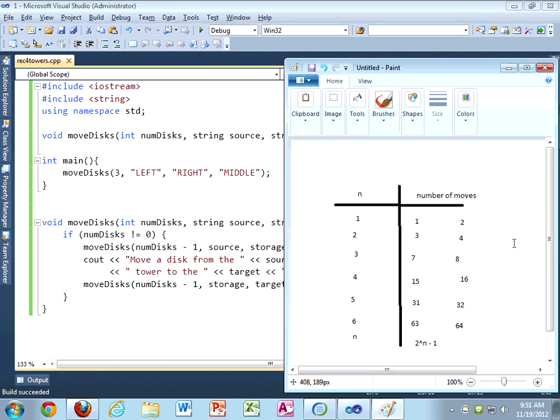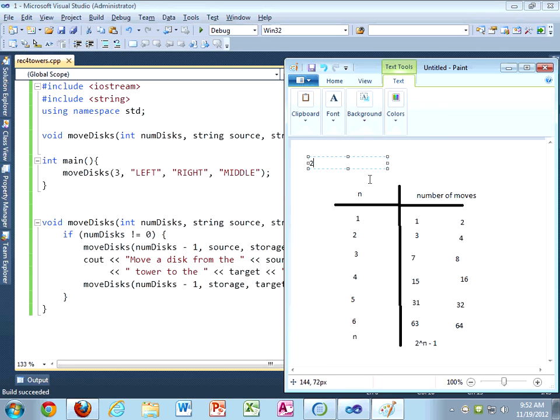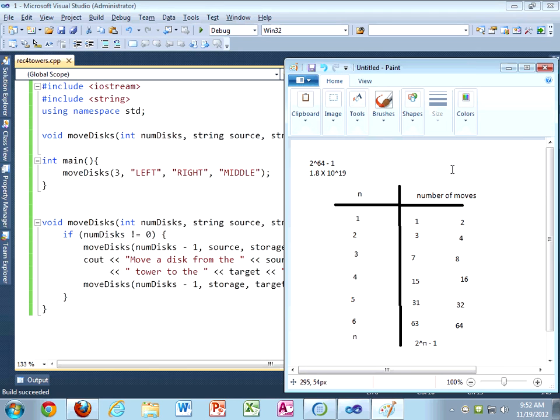Okay, so back to our problem of figuring out how many moves it's going to take. It's going to be 2 to the 64 minus 1, right? So that turns out to be 1.8 times 10 to the 19. That's how many moves.